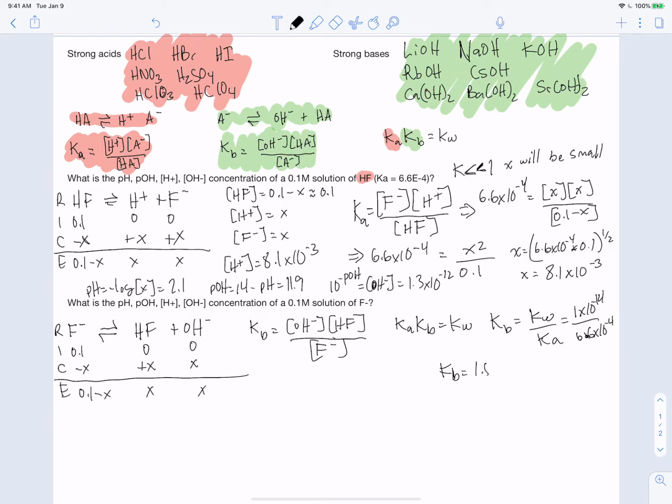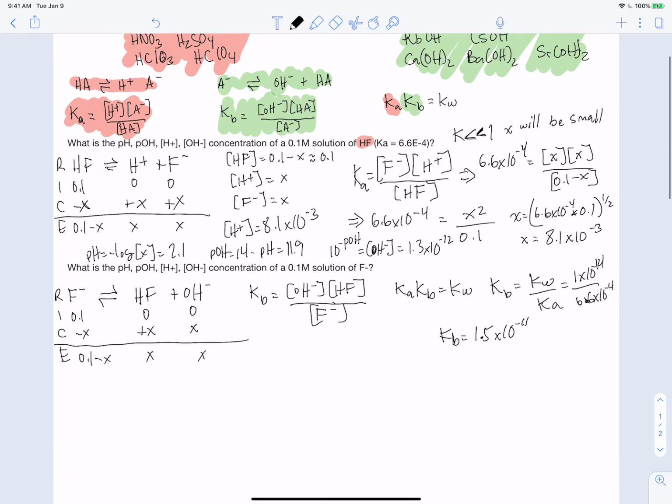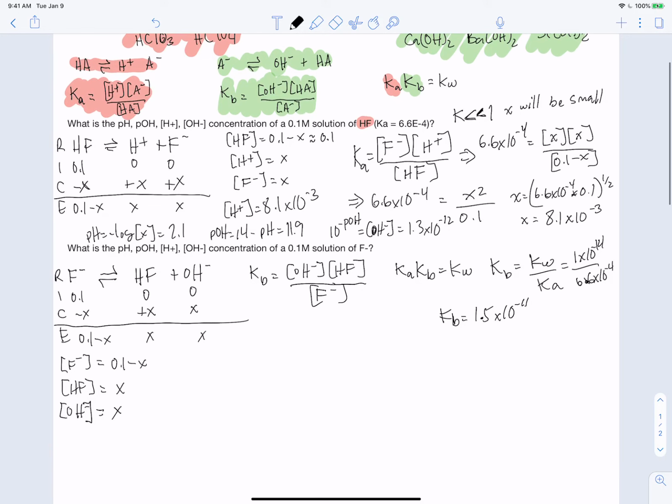So Kb is equal to 1.5 times 10 to the minus 11th. Okay, so now the workflow for the problem is pretty much the same. Here we've got F minus is equal to 0.1 minus X, HF is equal to X, and then what we're really concerned with, specifically because of what the problem is asking for, which is all these different things, OH minus, POH, etc., is the OH minus concentration, which is itself equal to X.